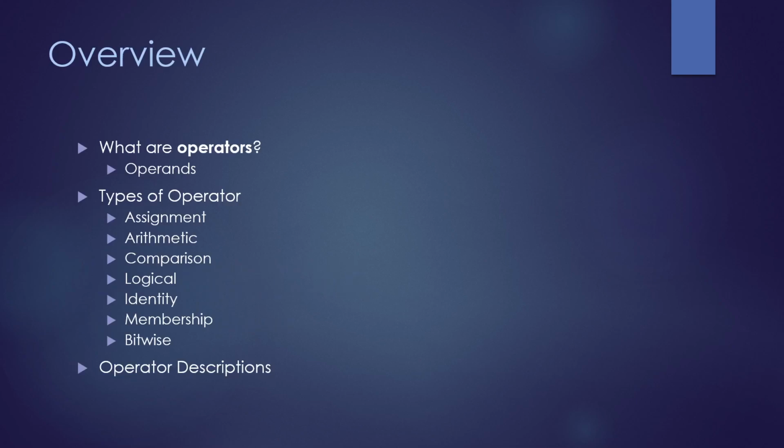We're going to talk about exactly what an operator is. As always, we're going to cover some terminology. We're going to look at the 7 types of operator that we have. As you can see here, we have the assignment, arithmetic, comparison, logical, identity, membership, and bitwise operators. And we're going to give some descriptions of each operator within this category.